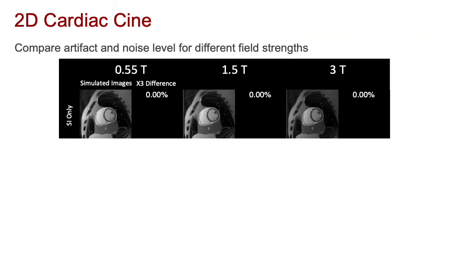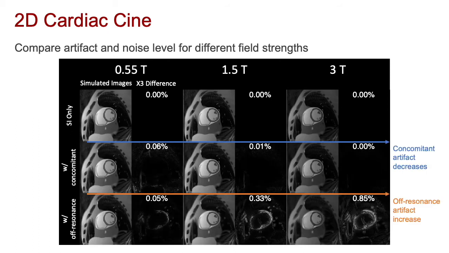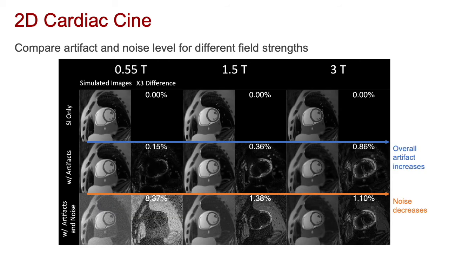The first example usage of the simulation framework is to compare the image quality that will be affected by artifact and noise at different field strengths. We simulated cine images at different field strengths and added artifacts one by one. As expected, as the field strength goes up, the concomitant field effects decrease with a more pronounced off-resonance. Overall, at a low field strength, artifact level is lower but noise level is higher.